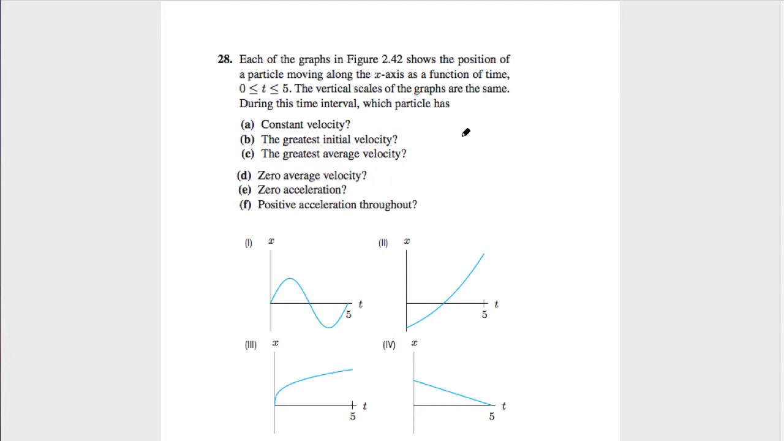So let's do a quick review of what you have seen previously in this class. First off, velocity as a function of time is the first derivative, or the rate of change, of position with respect to time. So we can write that as x prime of t or dx/dt or dx of t/dt. Either way is fine.